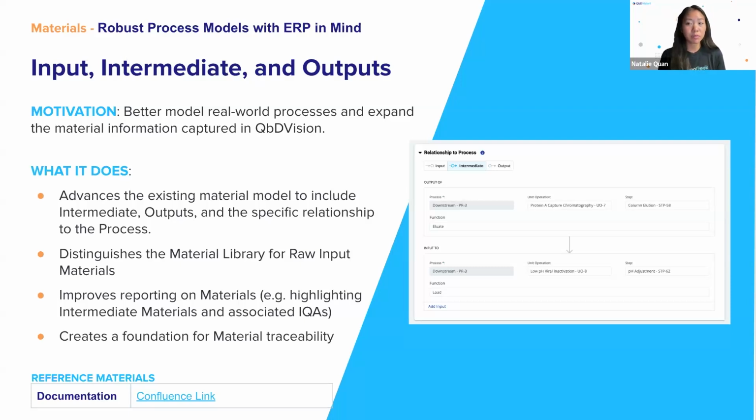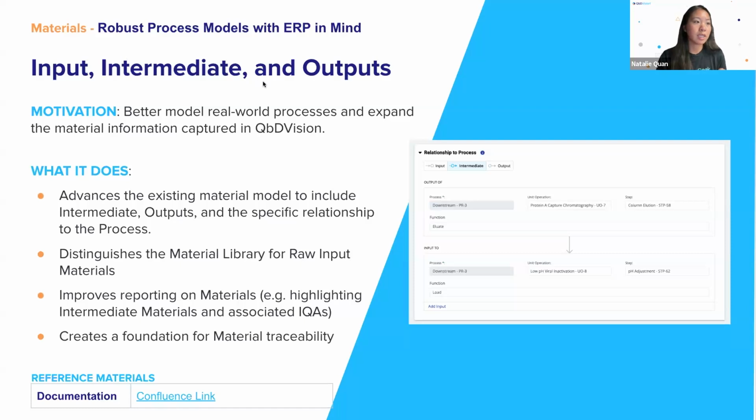It now distinguishes the material library for raw input materials. So it makes that functionality more clear. And then it will help us improve reporting on the materials. And also, again, it creates that foundation. The more robust material definition that you can capture, the better we're set up for the future to unlock more future and more complex capabilities.